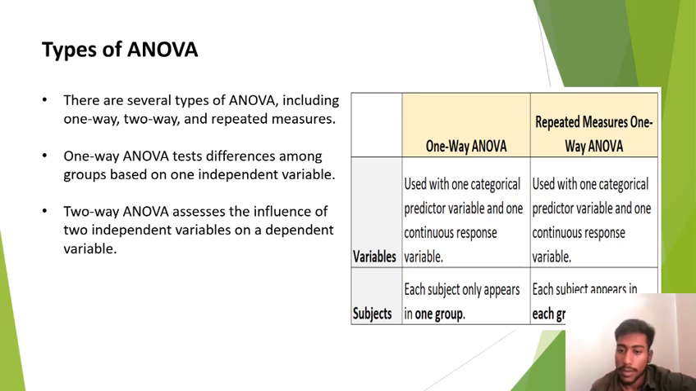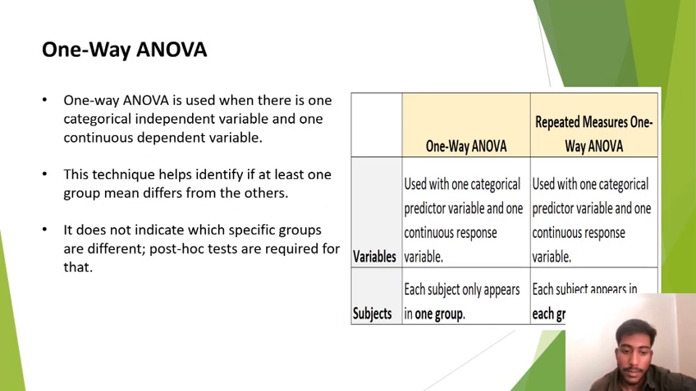So one-way ANOVA is used with a categorical predictor variable and one continuous response variable. And the repeated measures one-way ANOVA is used with a categorical predictor variable and continuous response variable. So it's the same, it's not different, but when it comes to subjects, in one-way ANOVA each subject only appears in one group. In the repeated measures one-way ANOVA technique, each subject appears in each group.